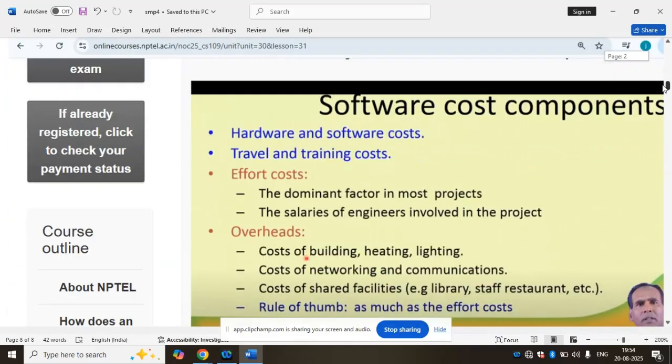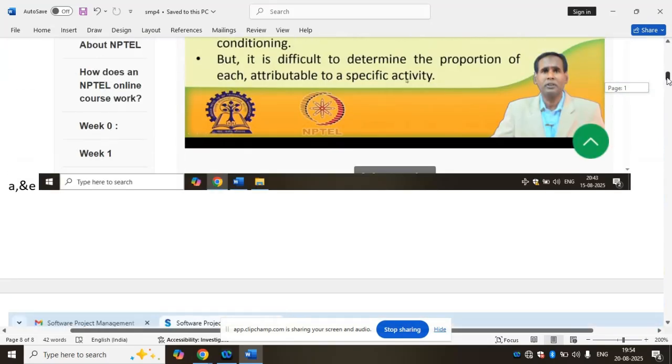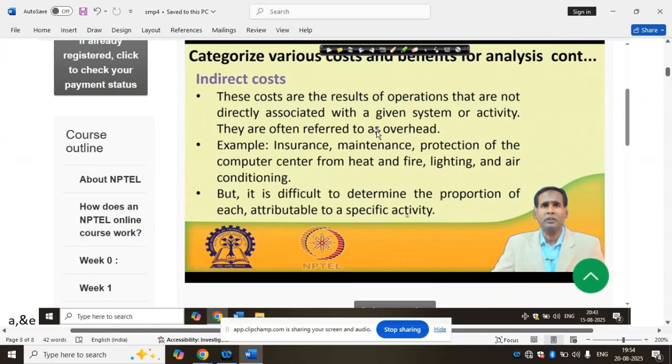So first one we can see here what are the overheads. But what is overhead? We can see here. Indirect costs. These costs are the results of operations that are not directly associated with a given system or activity. They are often referred to as overhead. Example: insurance, maintenance, protection of computer center from heat or fire, lightning, and air conditioning.